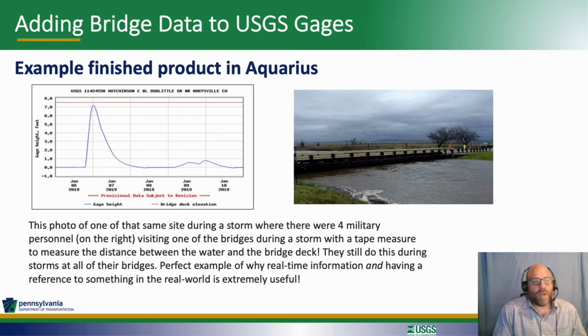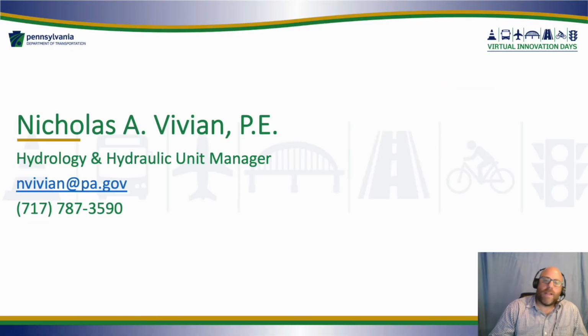Compare this to the existing way that the structure was monitored. To the picture to the right, there were 4 people that would drive around during a storm event, again, not very safe, and take field measurements. So this is a perfect example of why real-time information and having a reference point on the USGS gauge graphs is prudent. This concludes the presentation about this particular innovation, and I will gladly address any questions you may have.